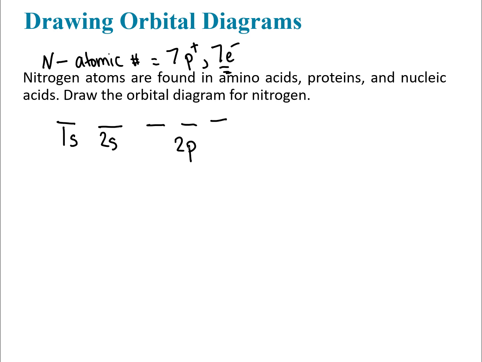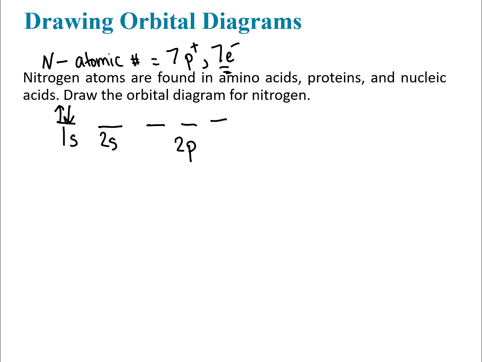So we start by filling the lowest energy first. That's the 1s. See what I did there? That's not right. You don't want to have them both going in the same direction. So opposite spins for electrons.